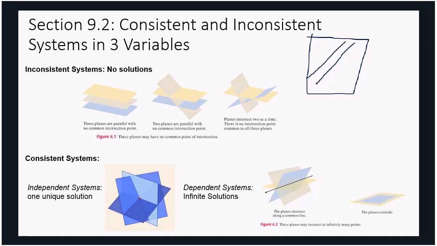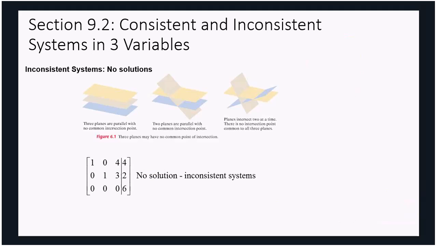Or maybe the three planes line up. So this last one here is where you have all three planes on top of each other, and therefore it's going to be all the solutions for all of those planes. So it's important to understand the difference between having no solutions for a system of equations in three variables and also having one or infinite solutions.